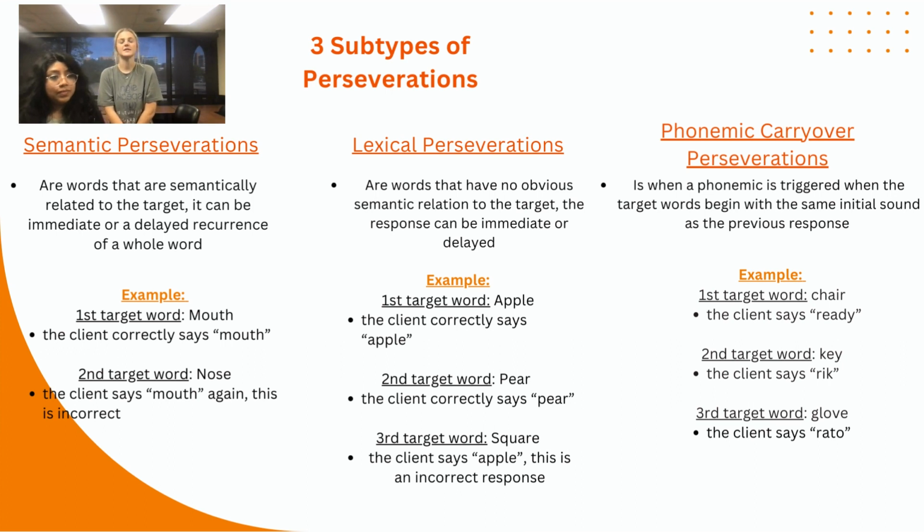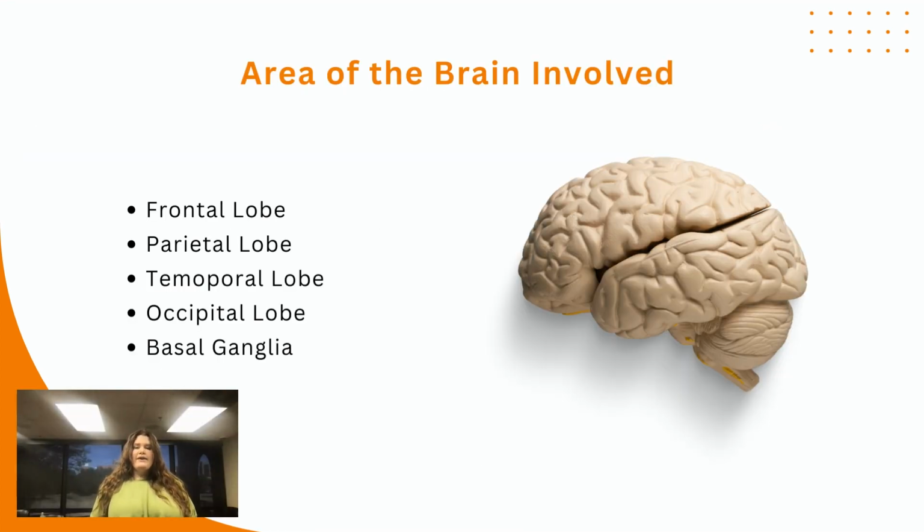It's important that as clinicians we look to see where their errors fall in the subtypes and in the forms. So a part of our job is to find where they're making these errors and which category they fall in. The most common areas involved with perseveration include the frontal lobe, parietal lobe, temporal lobe, occipital lobe, and the basal ganglia. These are more general areas because, as we know, the localization of the lesion depends on and creates the type of aphasia, and in this case, the type of perseveration.